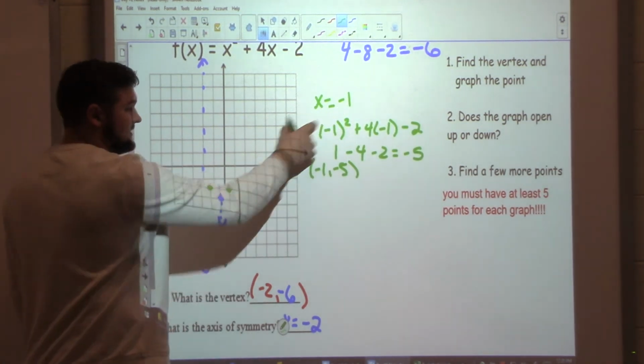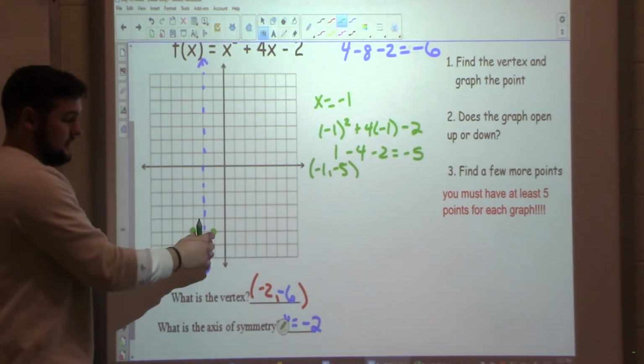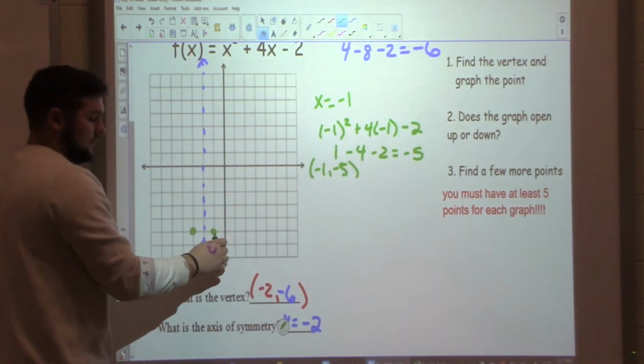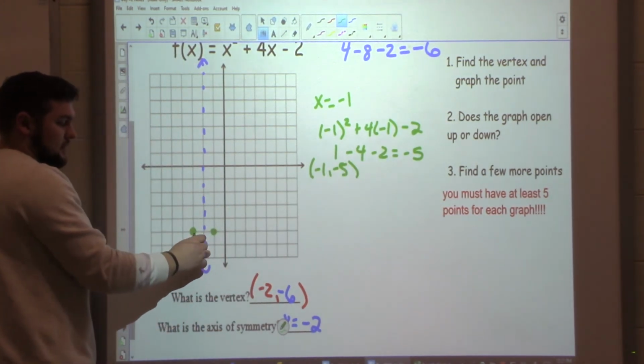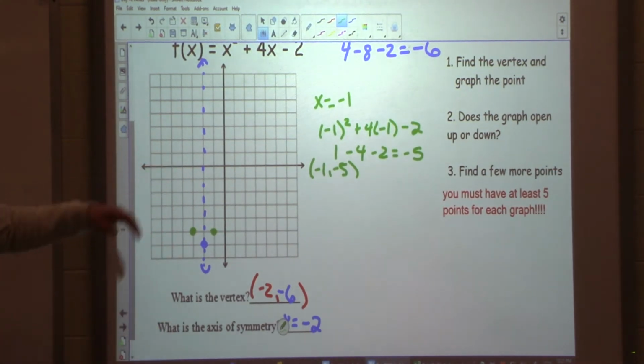So I took the next x value to the right. You could use the one to the left. That's perfectly fine as well. I plugged it back in, and I found my y value. Once I plot that point, I mirror it across the axis of symmetry, and I now have 3 points. I need 2 more. Okay? Does that make sense, what I just did?